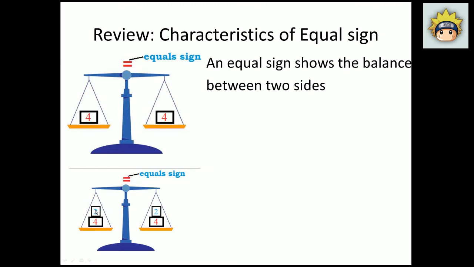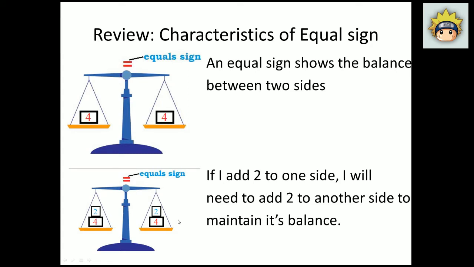Next, let's say we add 2 to one side and 2 to another side. We would say that they are still equal because if we add 2 to one side, we will add 2 to the other side to maintain its balance.